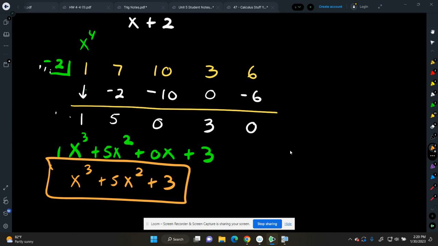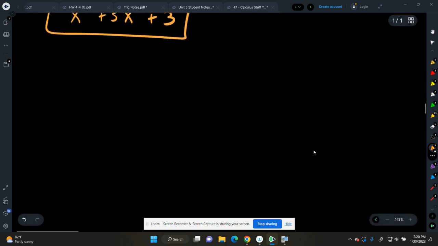Are we done? I look at the box. Is this one on? Okay, so let's do this first one on the synthetic division here. This is one we just did or one of the previous ones? This is what we just did.